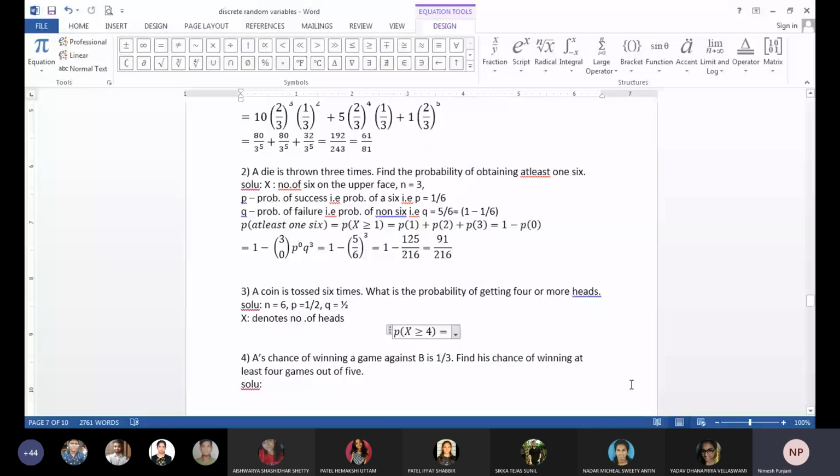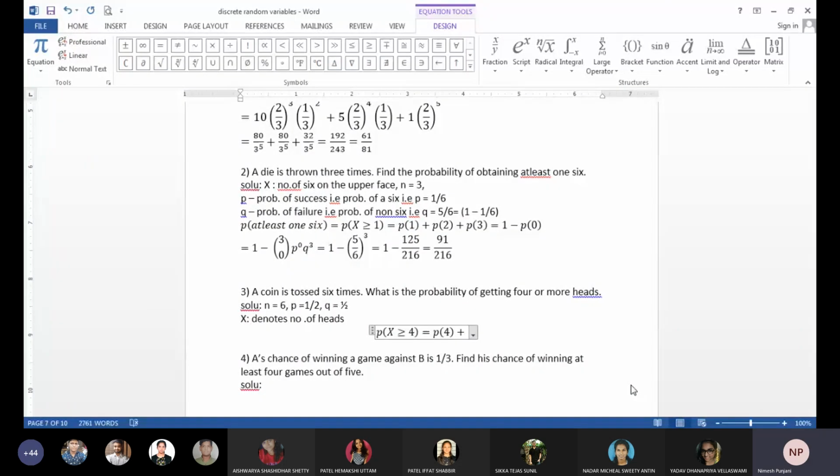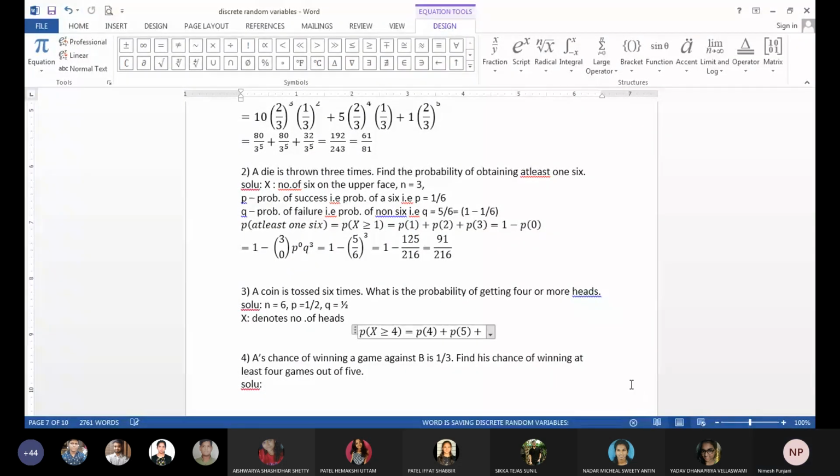But here, when you are saying greater than or equal to 4, how far will it go? P of 4, P of 5, and how far will it go? P of 6. Will it go to P of 7? No, sir. So it will be P of 4, P of 5 and P of 6.